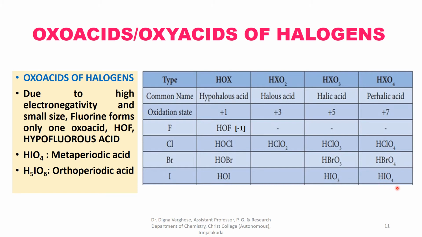Periodic acid is also known as metaperiodic acid, and other oxyacid formed by the iodine is orthoperiodic acid. It has the formula H5IO6.